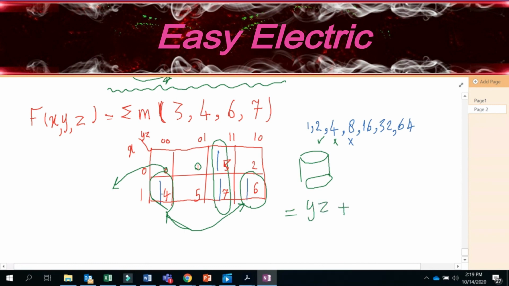How about these two? Here x is 1, here x is 1. So we have x. How about y? Y here is 1, 0, so it is gone. And z here is 0, here is 0. You have z prime, okay? So that means y z plus x z prime will be the simplest form of the function.